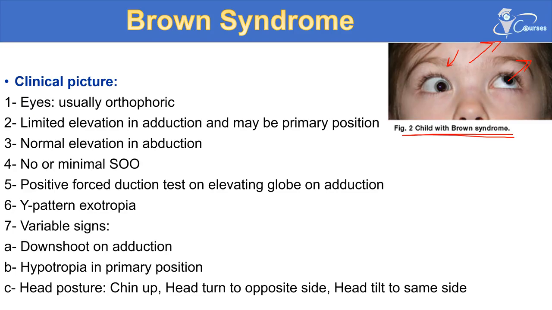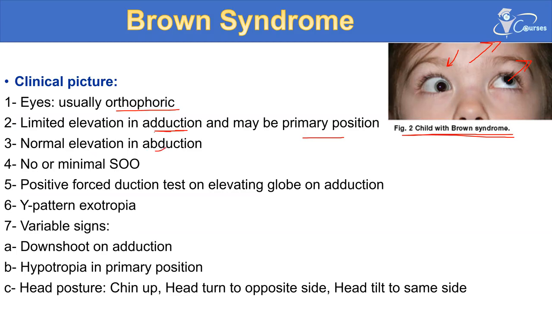It can be either Brown syndrome or inferior oblique palsy, as the inferior oblique is the muscle responsible for elevation in adduction. But how can we differentiate? We will come to this later on. Does this patient usually show any strabismus? Usually no. Usually the eyes are orthophoric. There will be only limitation of elevation in adduction, as we can see in this patient, and it can also be present in the primary position.